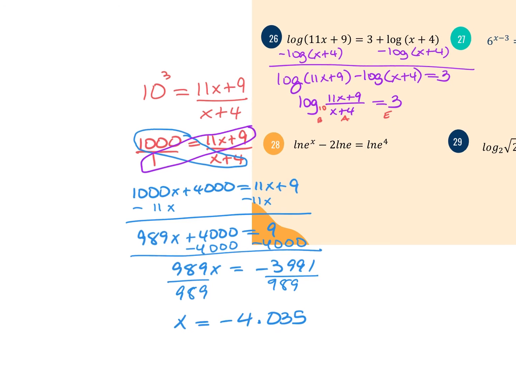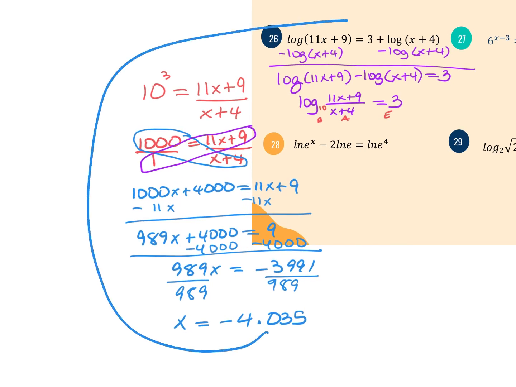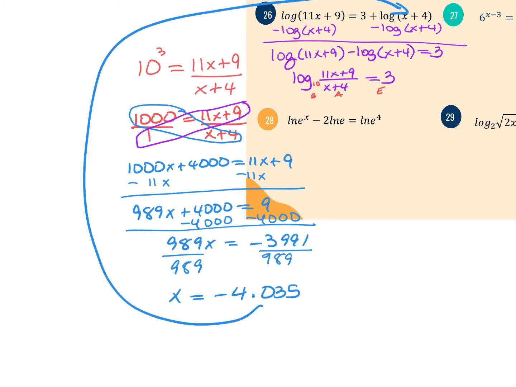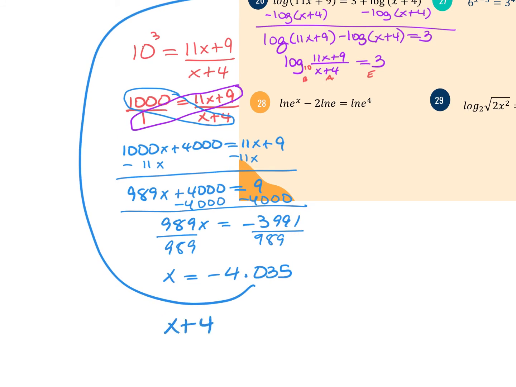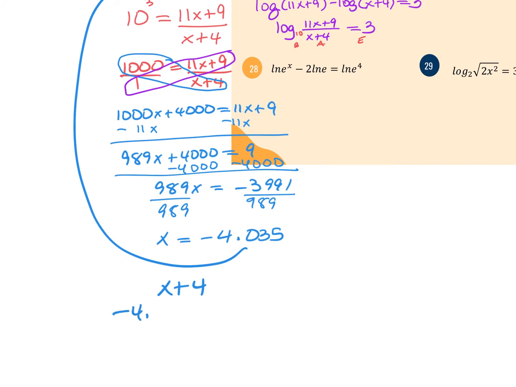Notice when I go to plug it back in, as soon as I plug it into this one, the x plus 4, as soon as I put negative 4.035 plus 4, this is going to give me negative 0.035. So this answer is bad because it makes what I'm trying to find the log of negative. So this would have no solution.